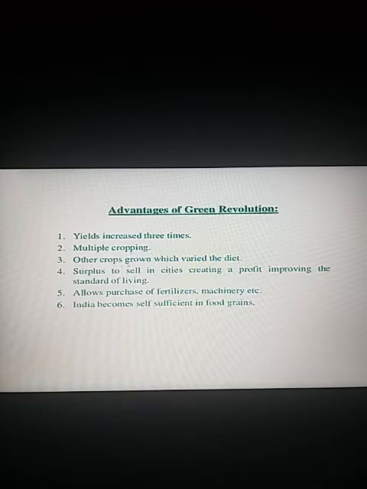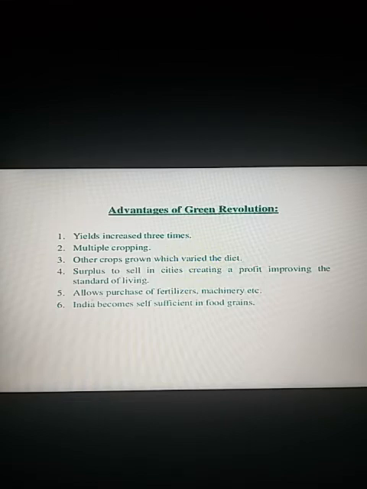Then other crops were grown which varied the diet. In fact, different crops were grown, so the diet also varied. Surplus to sell in cities, creating profit, improving the standard of living. In the sense that farmers produced more than what they required for consumption. So that extra productivity, or let us call it a surplus, which they had, they could sell in the cities, which created profits, in turn improving the standard of living of the farmers.